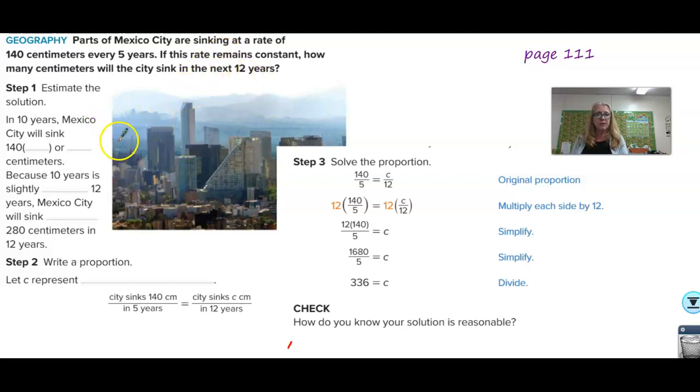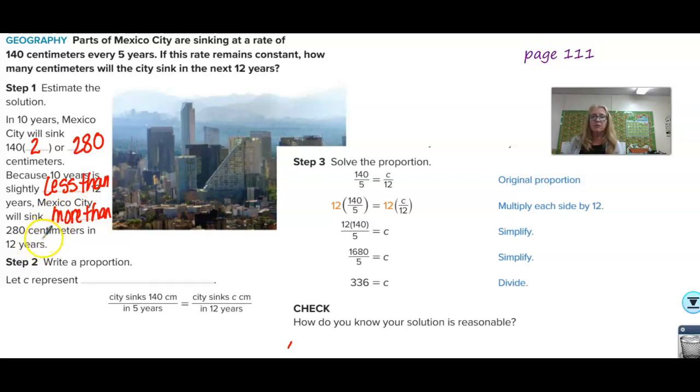All right, so come up with a number that you think would be a reasonable solution. If it's sinking 140 centimeters in 5 years, in 10 years you would multiply 140 times 2. That would give you 280. So it's going to be like 280 in 10 years. But because 10 years is slightly less than 12 years, Mexico City will sink, I don't know, what would you put there? More than, I guess. See why I hate these things? More than 280 centimeters in 12 years. So we expect our answer to be greater than 280, okay?